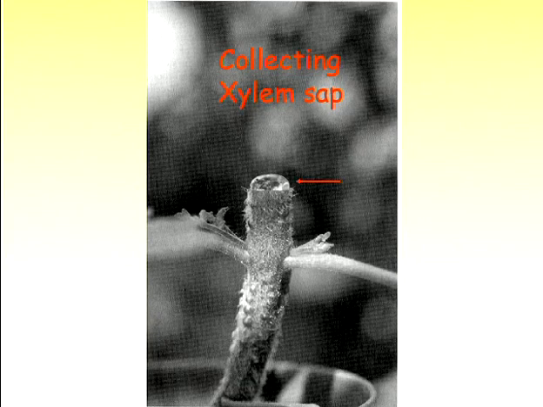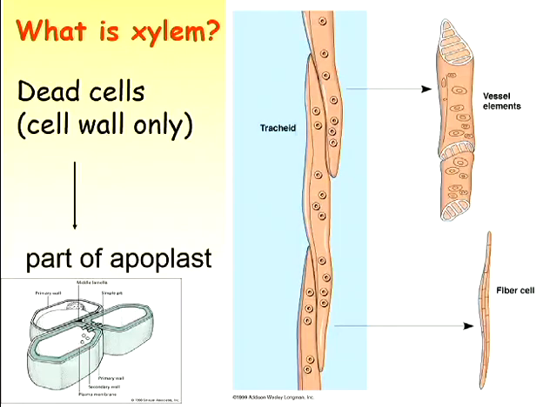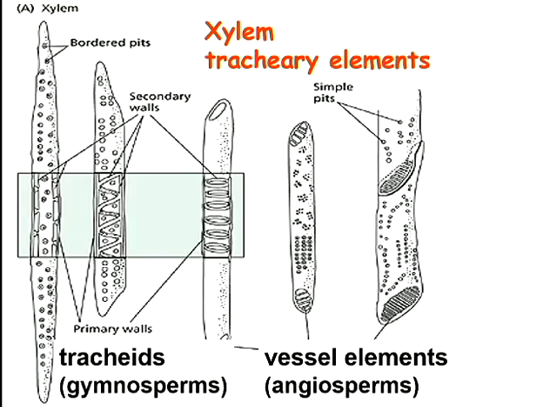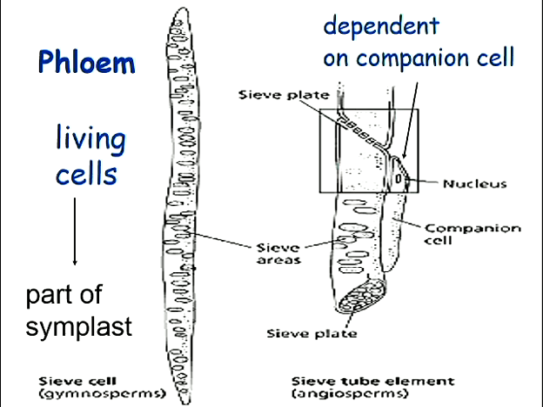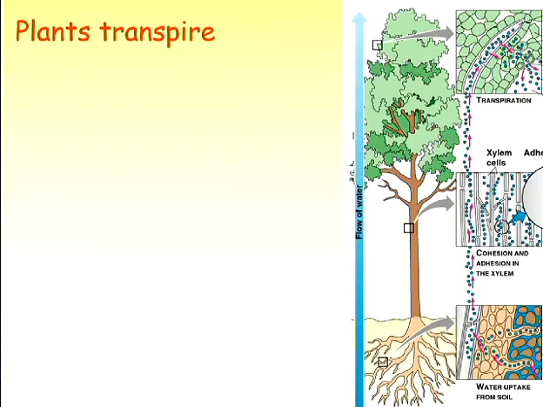And this is probably going to be a little bit contaminated with phloem fluid too, but it's usable. So that's how you can collect xylem and phloem fluid. That's how you can analyze it. And just to reiterate, xylem is dead cells. It's just cell walls left standing. And phloem is living cells. You already saw that before.